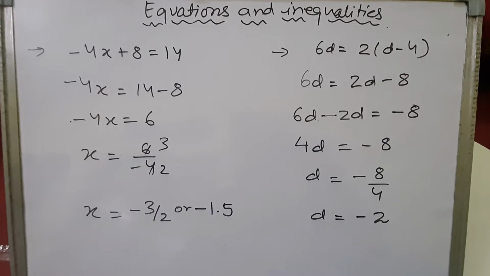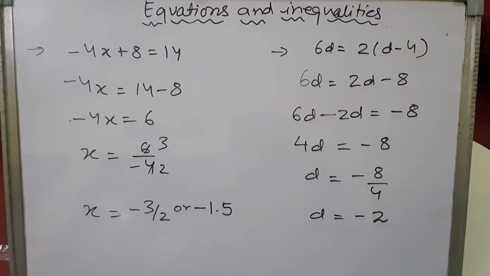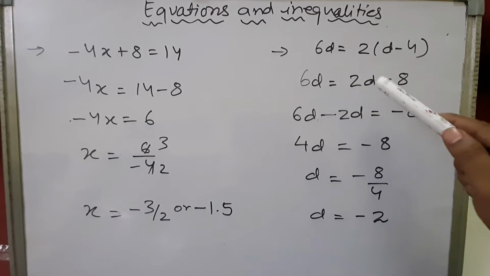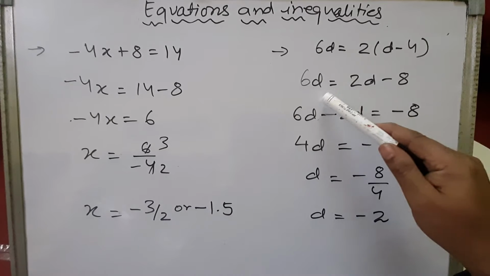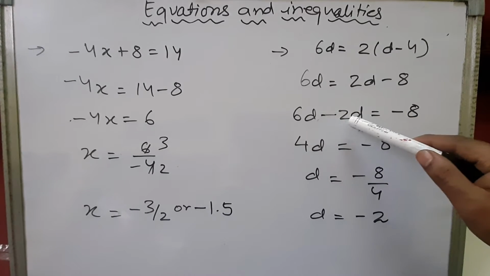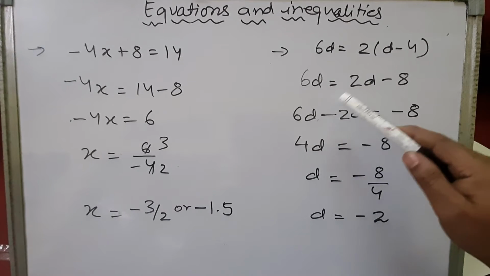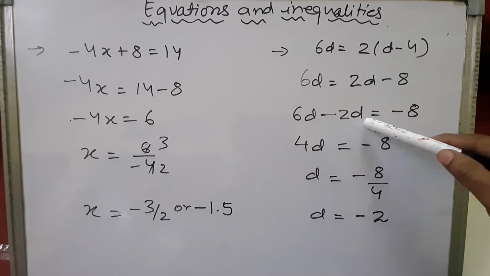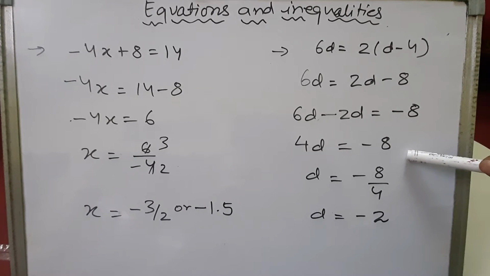Alright, now we'll transfer the variables to the same side, right? So we have the d term here, 6d. So we'll transfer this 2d to the left hand side so that we can solve the variables, right? When we transfer this plus 2d, we'll get minus 2d. Okay, 6d minus 2d will be 4d. 4d equals minus 8. So we'll cross multiply. We have to find the value of d. We'll cross multiply 4 here. So d equals minus 8 by 4. That will be minus 2. Please note down.